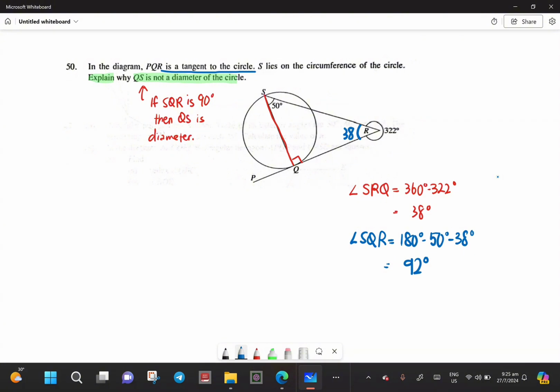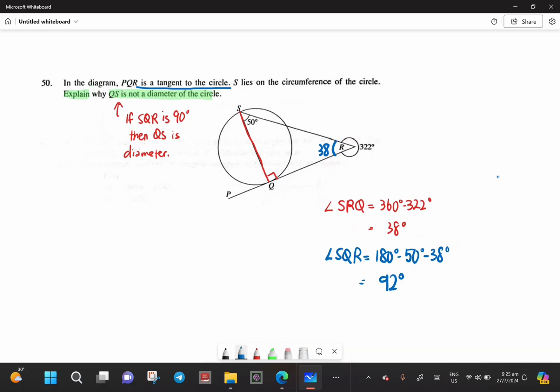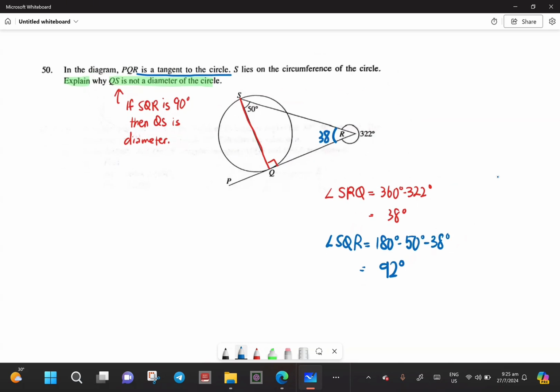SQ is not the diameter. Am I making sense? SQ is not the diameter. So you just say, since angle SQR is not equal to 90 degrees, what can we say? QS, you must be specific. QS is not the diameter. How many of you agree with me on this? Okay, very good. That's how you would do a question like this.